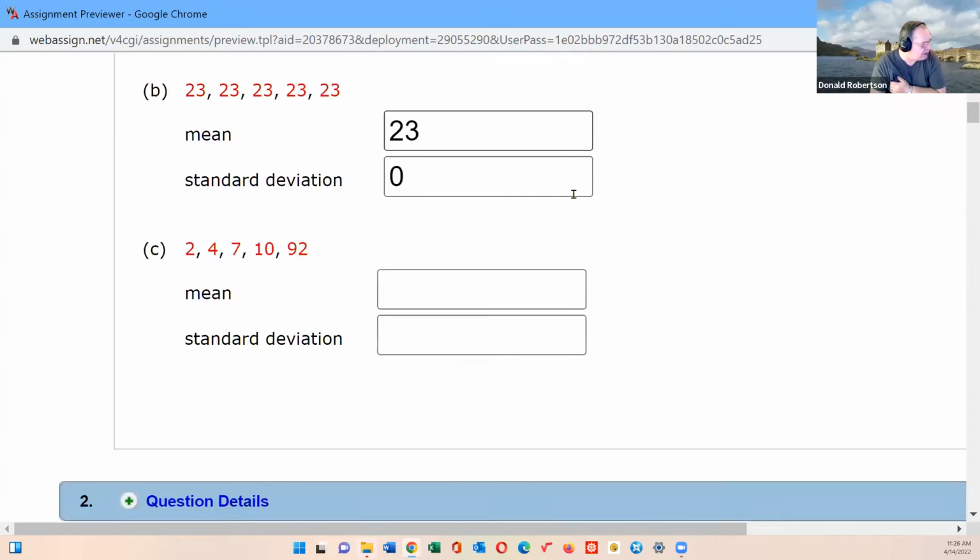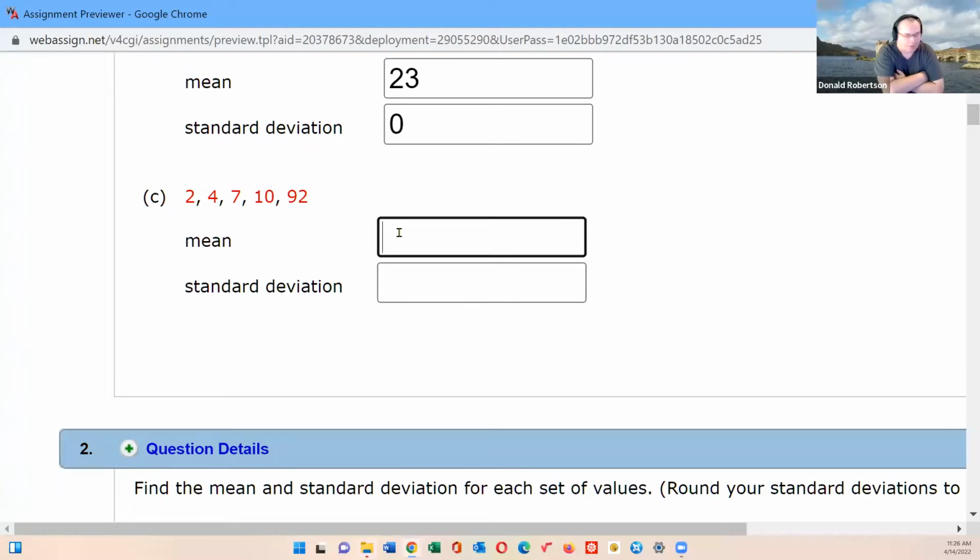Would you also agree that you couldn't really do it for that one, right? Those numbers are just all over the place. Wouldn't you have to do it the old-fashioned way, right? Add them and divide by 5. Are we good with that?